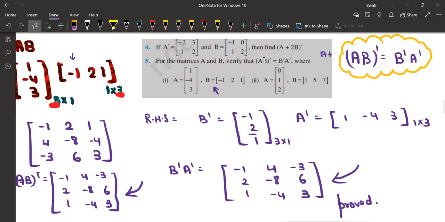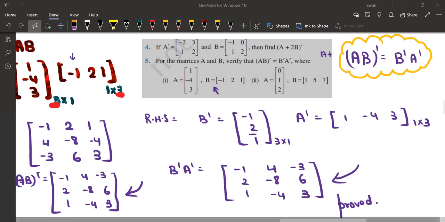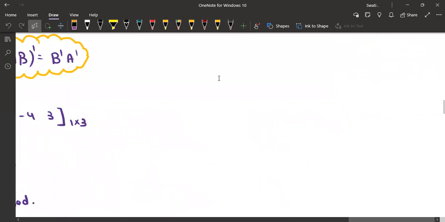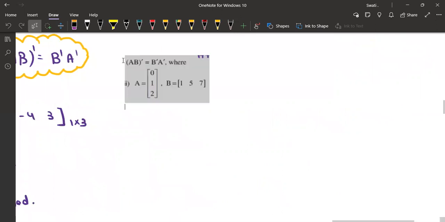Okay, so now we need to just prove for the fifth question, second sub question, that is this one. So I'll just take a picture of this and I'll solve it on the other side. Yes. So let's move to the other side and let's solve this as well. Okay, so we need to verify for this question as well.